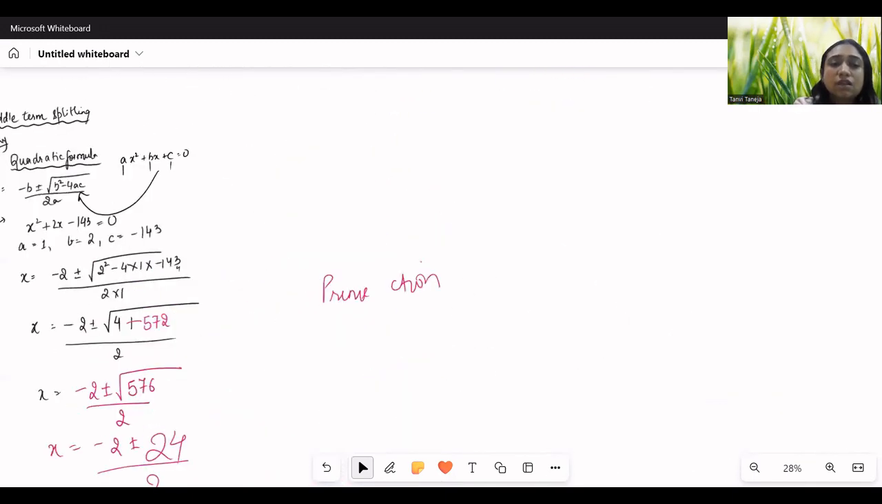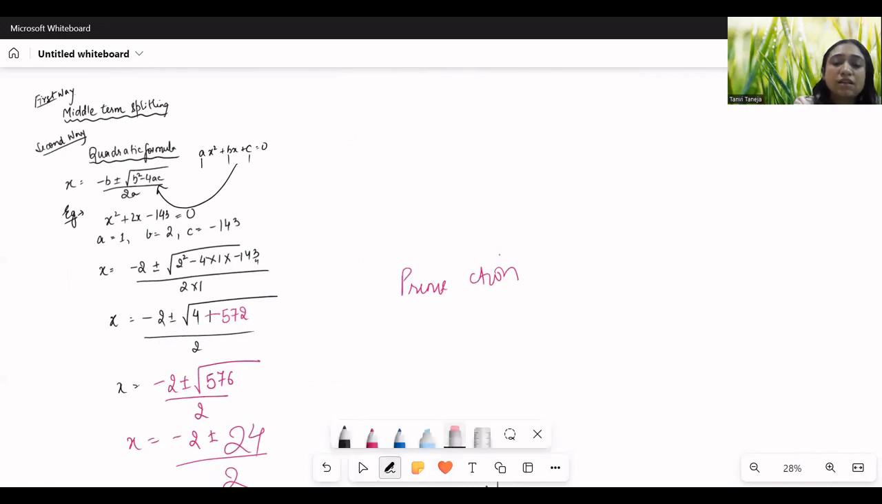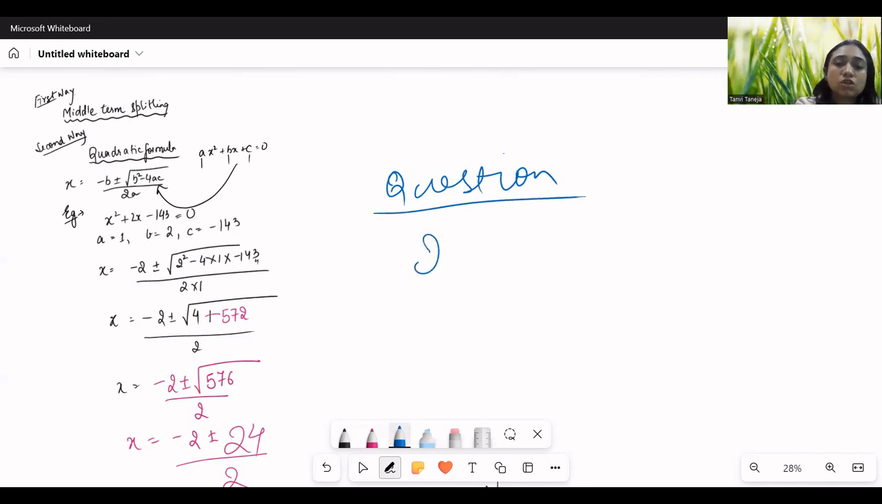I'll write one question and you please try to solve it and let me know if the topic is clear to you. I hope you write this question and solve it. I'll take the question x squared minus 2x plus 1. This is the quadratic equation. Solve this question using the quadratic formula.